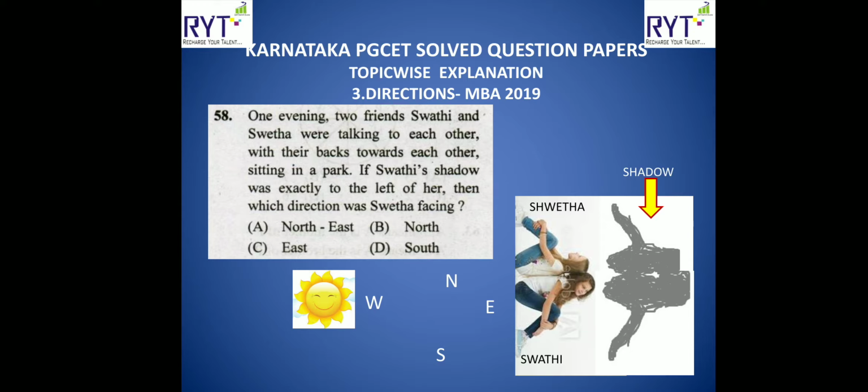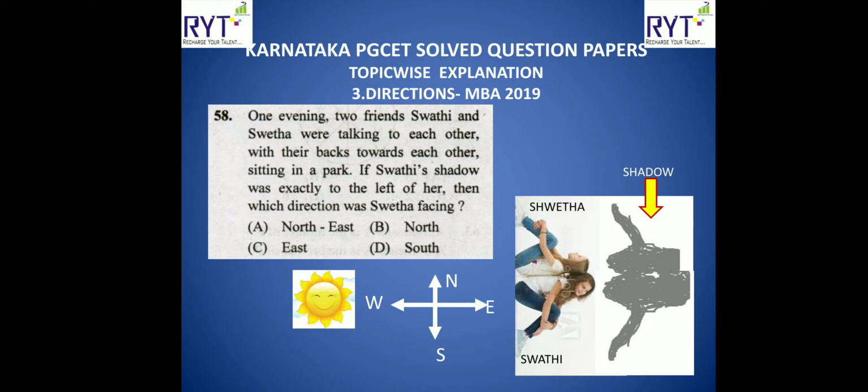So in this question they are telling two friends are sitting in a park with their back towards each other, and they are telling one evening. Evening means sun will be in west direction. As you can see, evening time sun will be in west direction. This is the direction for you: north, east, south and west. So evening means sun will be in the west direction.